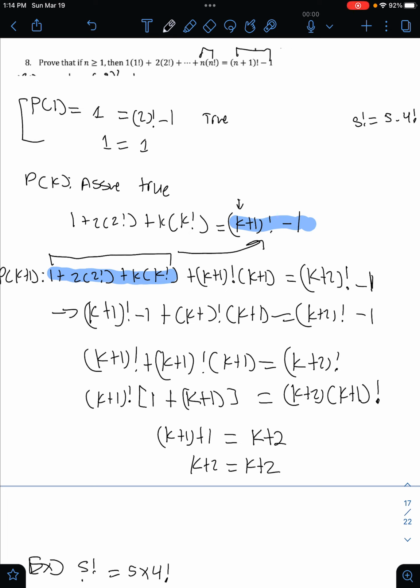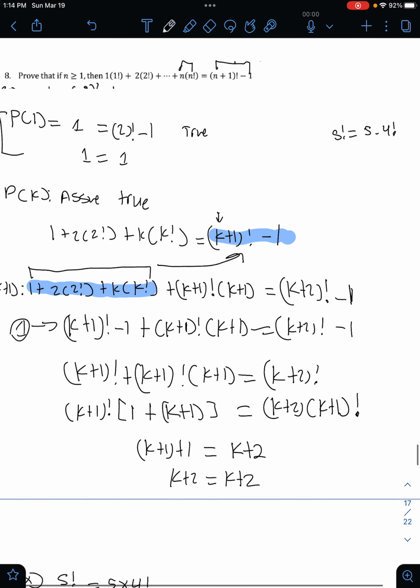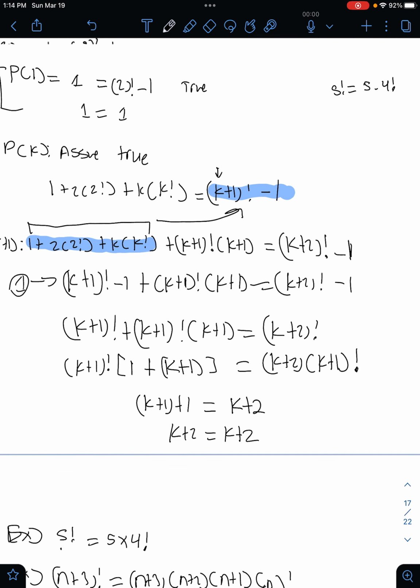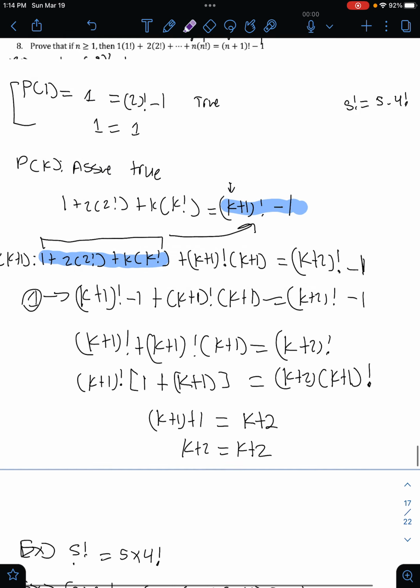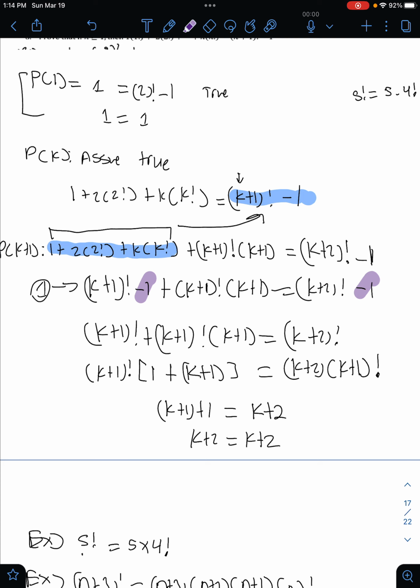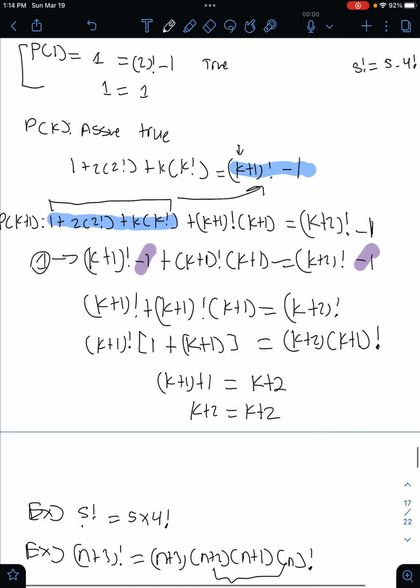Okay, so our next step is we're going to notice that these two equations highlighted in blue are equal, so we're going to make a substitution. That's how I get to this step right here. So I say (k plus 1) factorial minus 1 plus (k plus 1) factorial times (k plus 1) is equal to (k plus 2) factorial minus 1. What I'm going to do is just get rid of these 1s right here, so those cancel out, and then we're left with this equation right here.